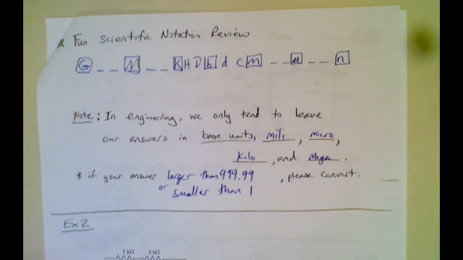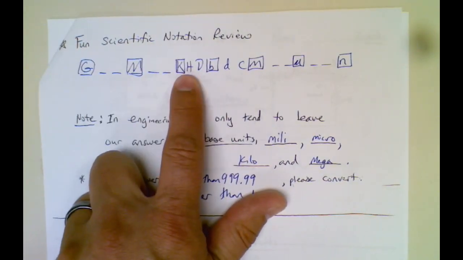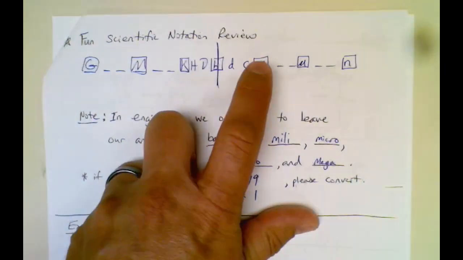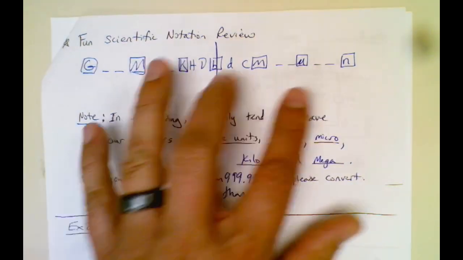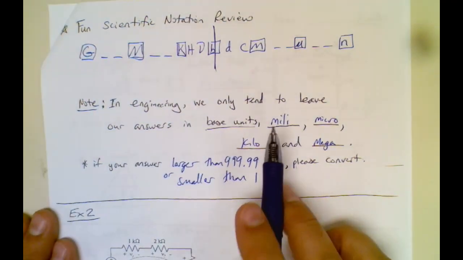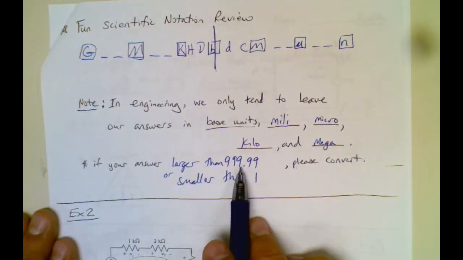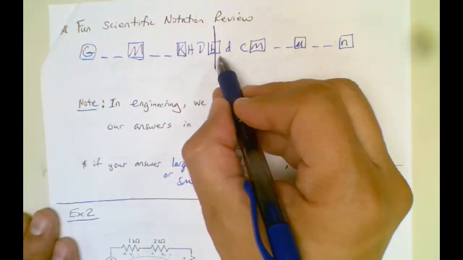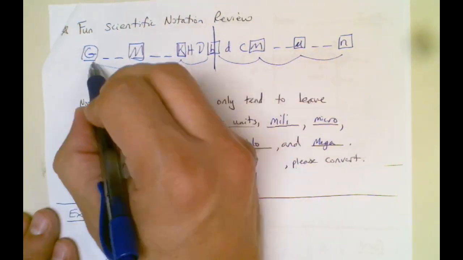All right, quick scientific notation review. Remember this. We got giga, mega, kilo for our big ones. Here's our base units. This is where it all divides. We have milli, we have micro, we have nano. Really, these two on the ends don't happen much. But in engineering, we usually tend to use base units, milli, micro, kilo, mega. If your answer is bigger than 999 or smaller than 1, please convert. And you're just moving in chunks of 3, right? So you're going 3 spaces, 3 spaces, 3 spaces.